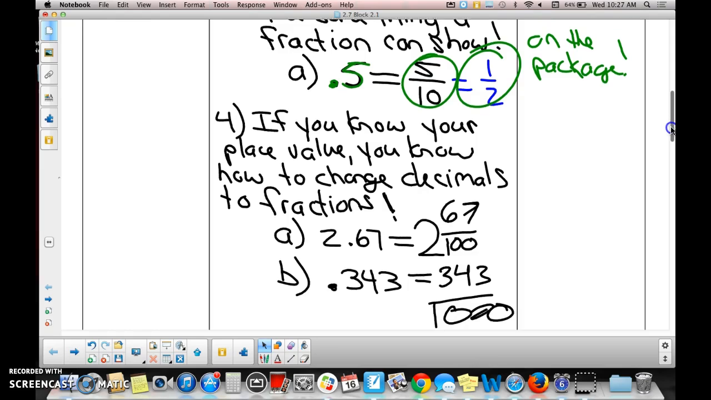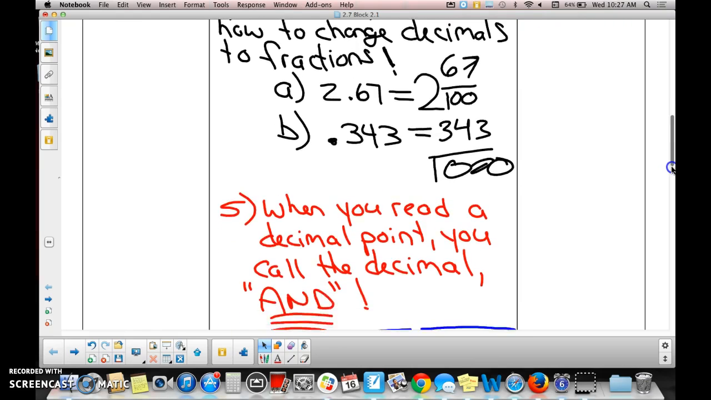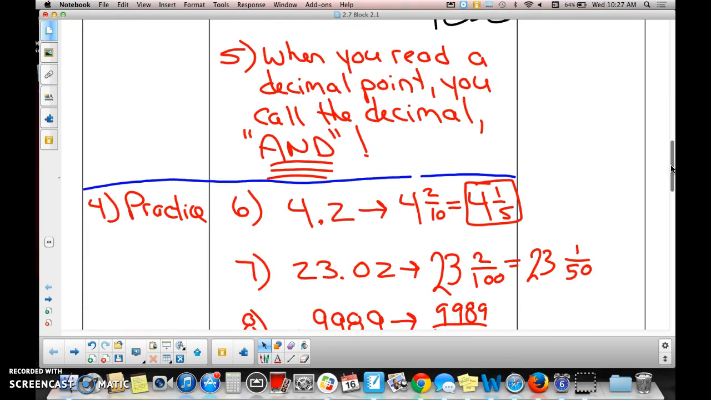And then the last one, number 5. When you read a decimal point, you don't say decimal point, you don't say point, you say "and." Love it.